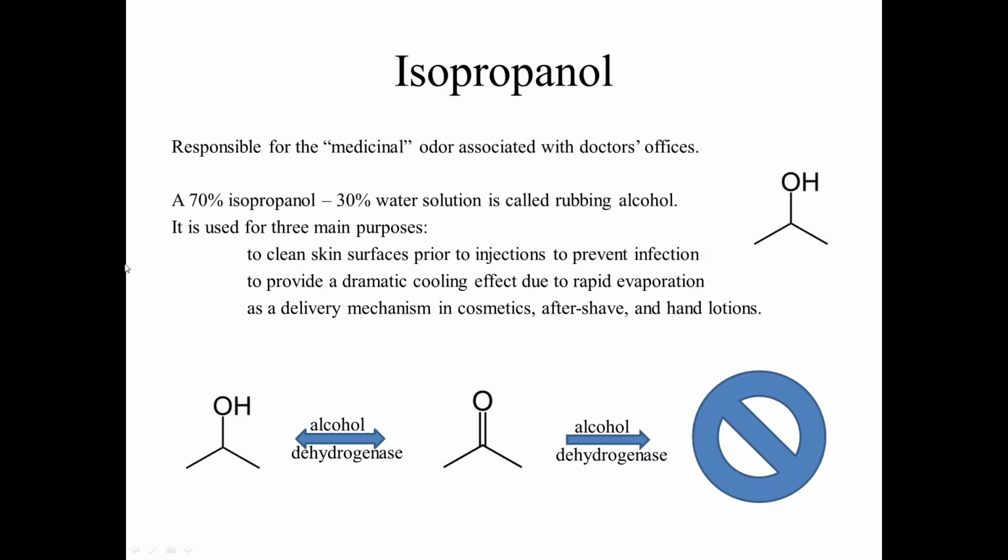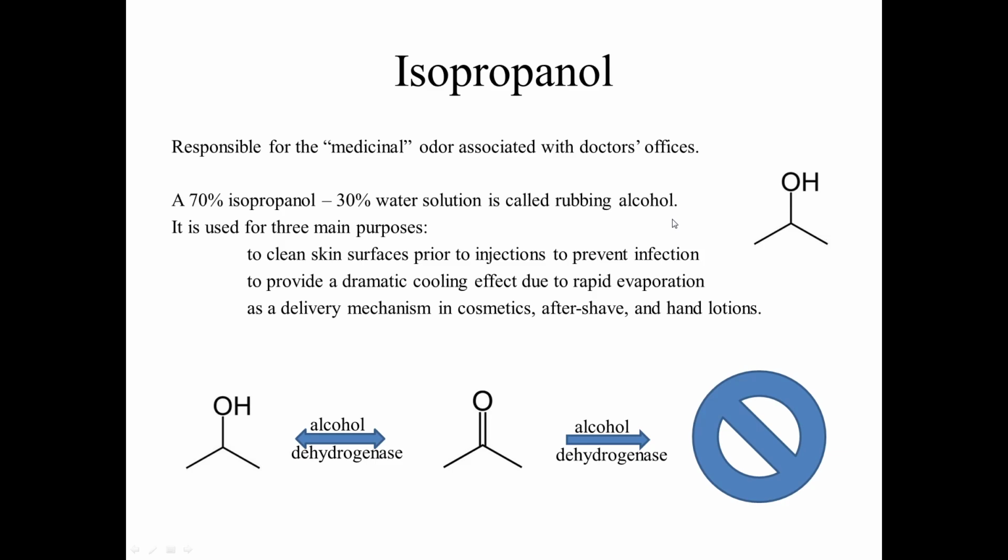Another alcohol you're probably familiar with is called isopropanol. Technically, the IUPAC name for it would be 2-propanol. Here's a picture of it on the top right. Right? And this is what we call rubbing alcohol. I'm sure you're familiar with the smell. Right? It has a very unique smell. The medicinal odor of hospitals and doctors' offices is what we usually associate with isopropanol or 2-propanol.